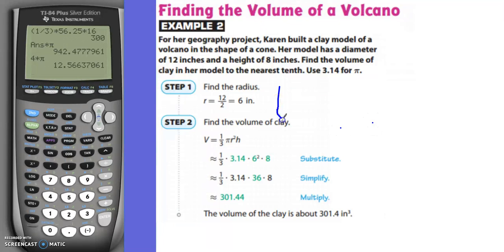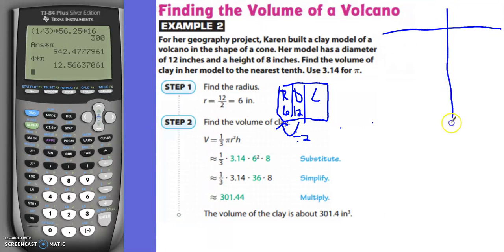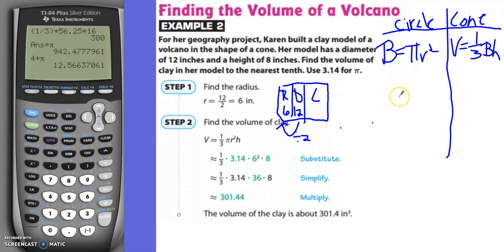All right, so the first thing is an RDC table. We have a diameter of 12. To go from diameter to radius, I divide by 2. 12 divided by 2 is 6. So now we have a circular base, and we are looking for a volcano, which is in the shape of a cone. So big B is pi r squared. Cone is 1/3 the area of the base times height. So we have pi times 6 squared. 6 squared is 36. So 1/3 times 36 pi. And the height of the cone is 8.